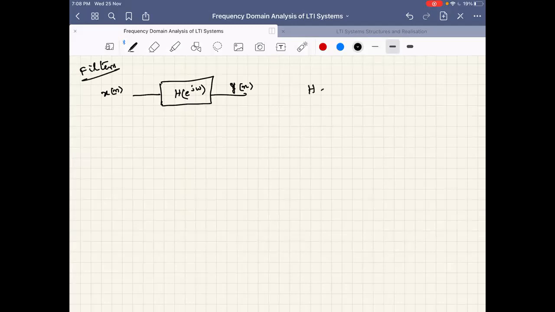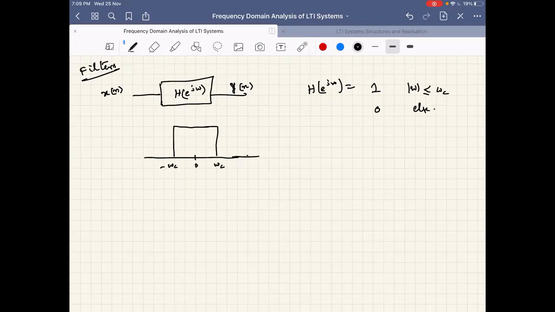See, assume that H of e power j omega, as we said, is equal to 1 for mod omega. What is the range of omega in which H of e power j omega has to be defined? For minus pi to pi or 0 to pi. So let it be equal to 1 for mod omega less than or equal to omega c and 0 else. That means this discrete spectrum looks like this. Okay, minus omega c and omega c.